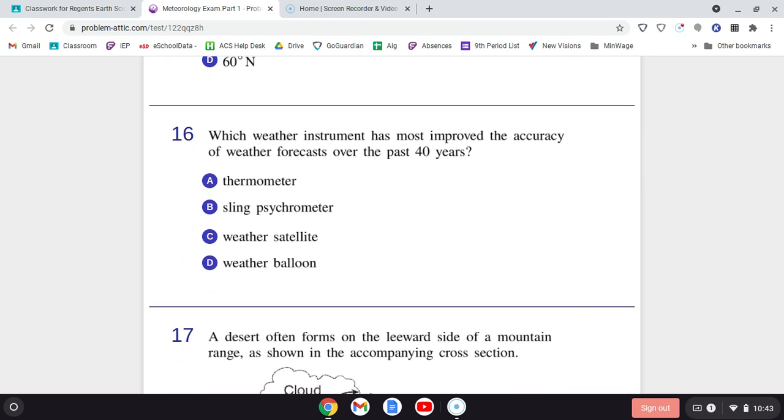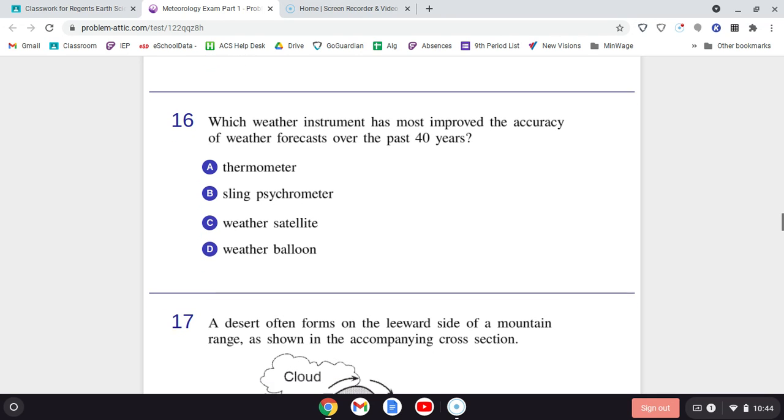Number 16. Which weather instrument has most improved the accuracy of weather forecasts over the past 40 years? Oh, over the past 40 years. A psychrometer is not going to give us a weather forecast. It's not going to tell us what's in the future. So let's get rid of A and B. What one of those instruments would improve the accuracy of forecasts?